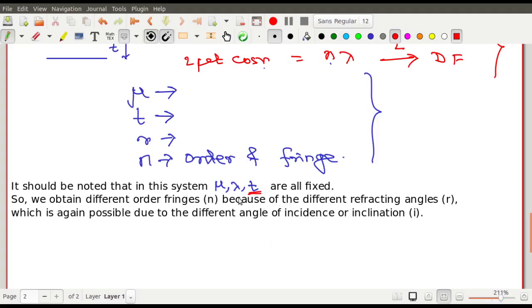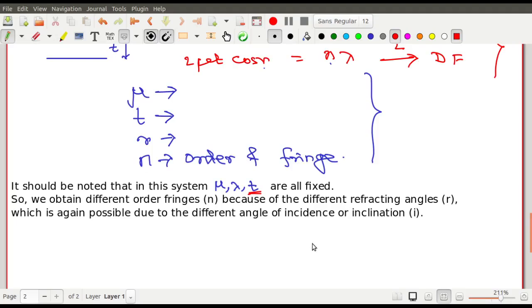So we obtain, if everything is fixed, mu, lambda, t all fixed, then how can different n arise? So how can I get different n? I can get different n because of the different refracting angles over here. And different refracting angle is again possible because of the different incidence angle, right? This type of fringes over here are called the fringes of equal inclination.